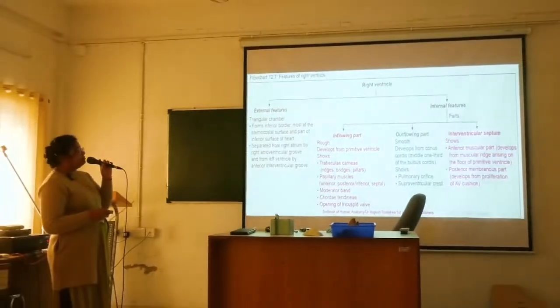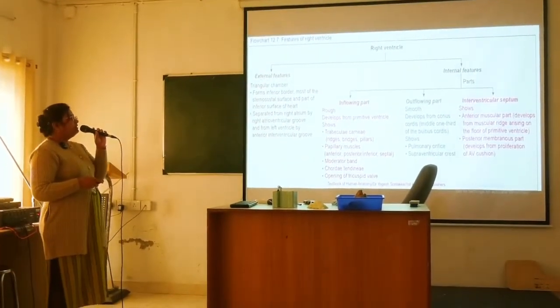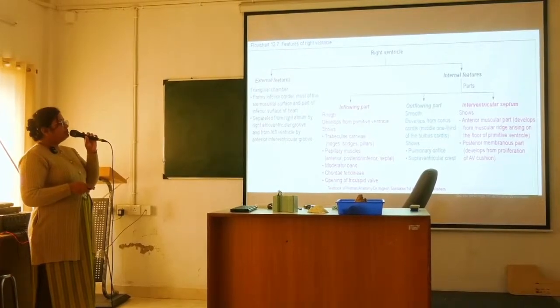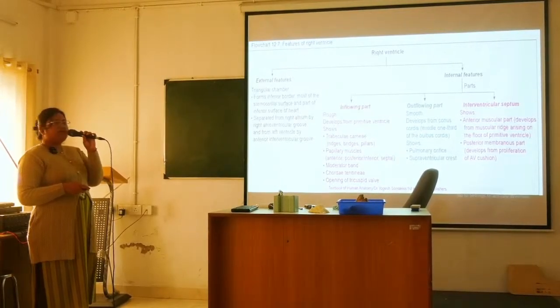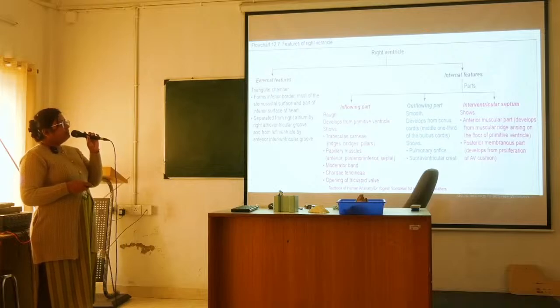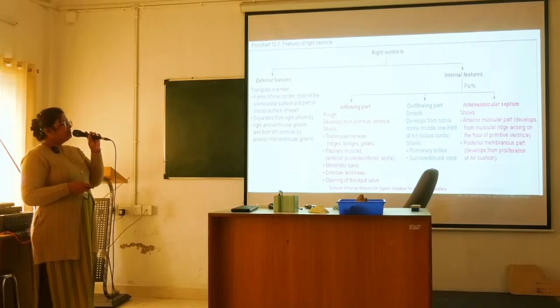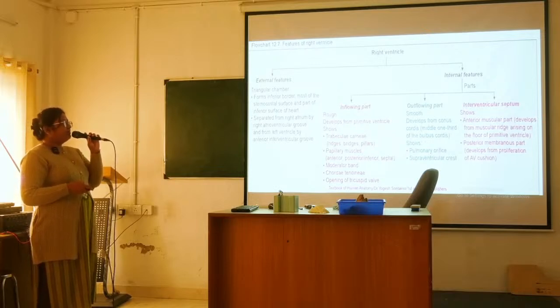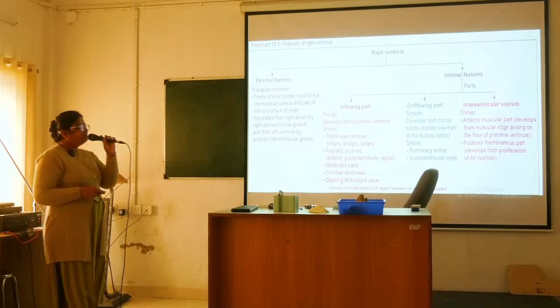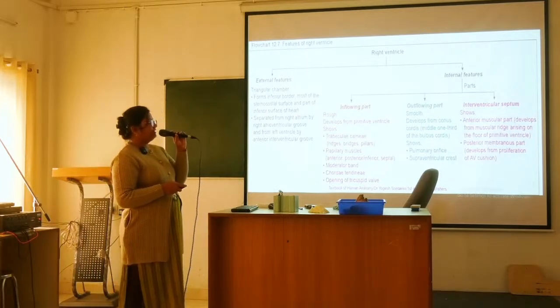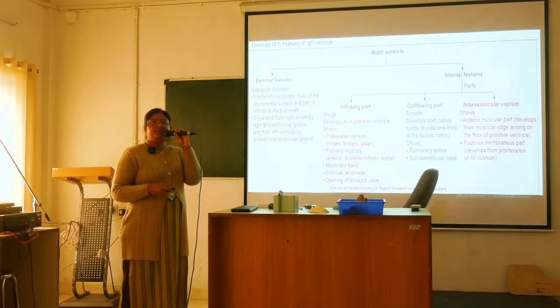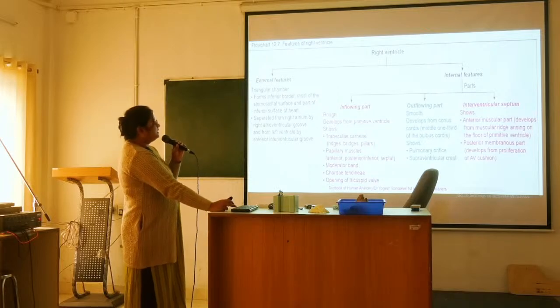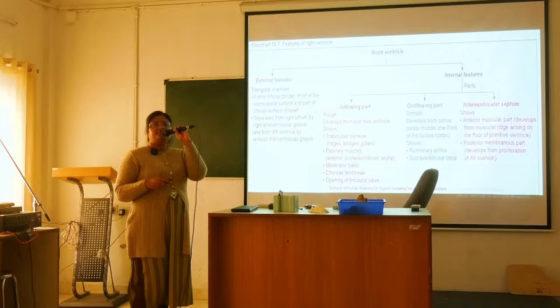Okay, now the outflowing part is smooth, develops from the conus cordis, the middle 1/3 of the bulbus cordis. It shows the pulmonary orifice and supraventricular crest. Now the interventricular septum shows an anterior muscular part which develops from a muscular ridge arising on the floor of the primitive ventricle, and the posterior membranous part develops from proliferation of the endocardial cushion. That's how the interventricular septum develops. These are the 2 parts: anterior muscular part, posterior membranous part. Development of the interventricular septum is also very important.